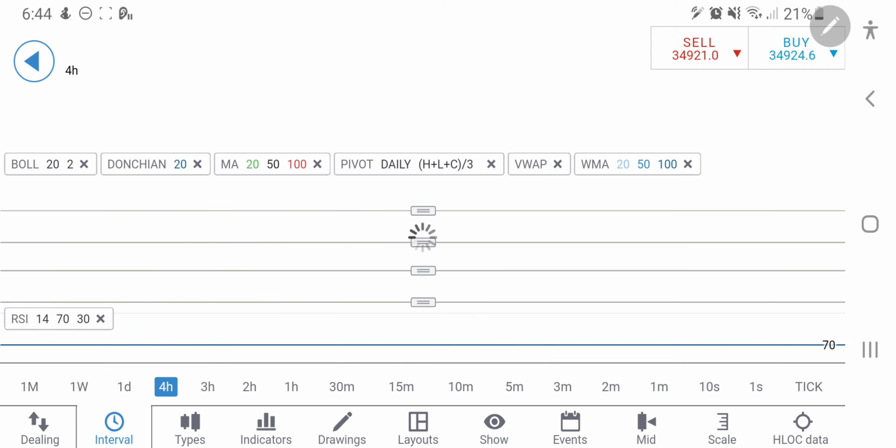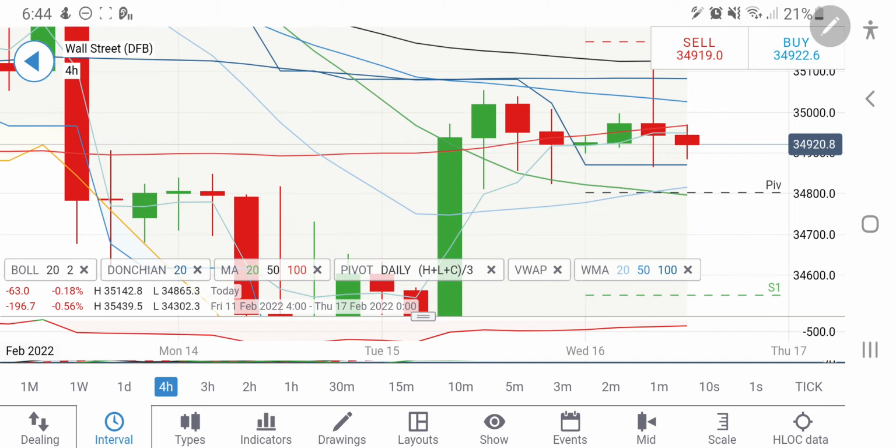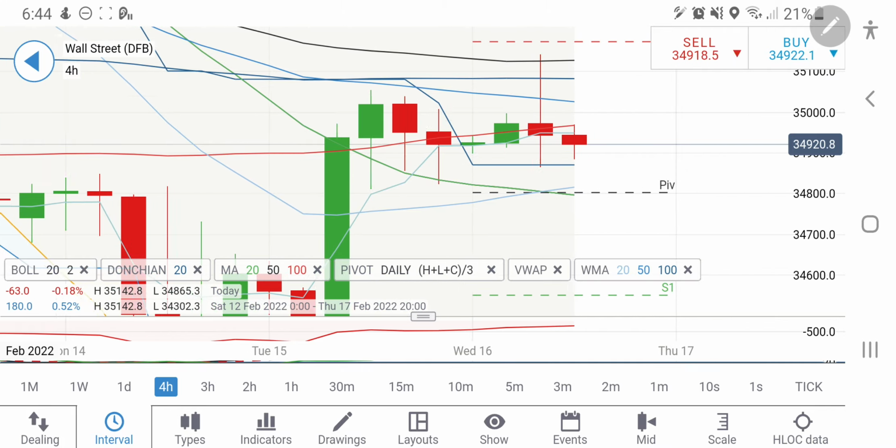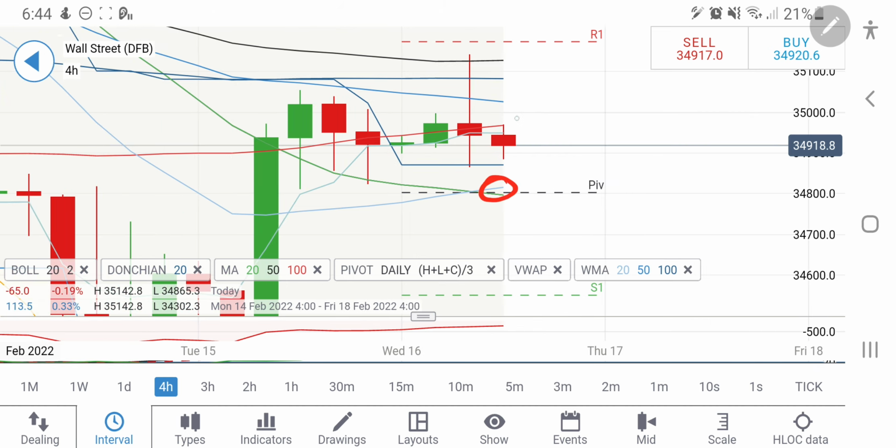Now let's have a look at the 4-hour charts. On the 4-hour charts, you will find that 34,800 is definitely a stronger support, and you can also see the 100 period moving average trying to give it a resistance. That is why I say go long beyond 35,000, then you can expect it to hit 35,050, 35,100, 35,150, and 35,200 every 50 points. So every 50 points there is a little resistance available.